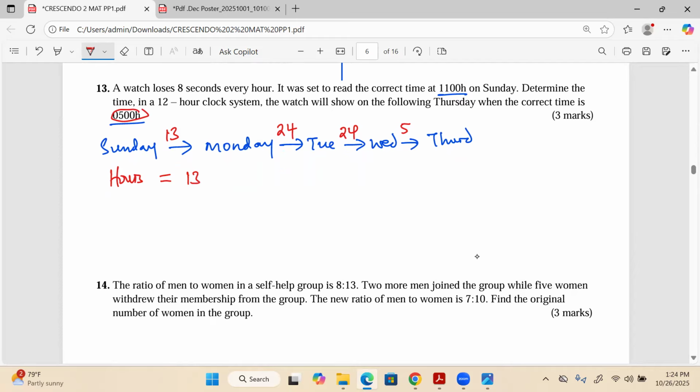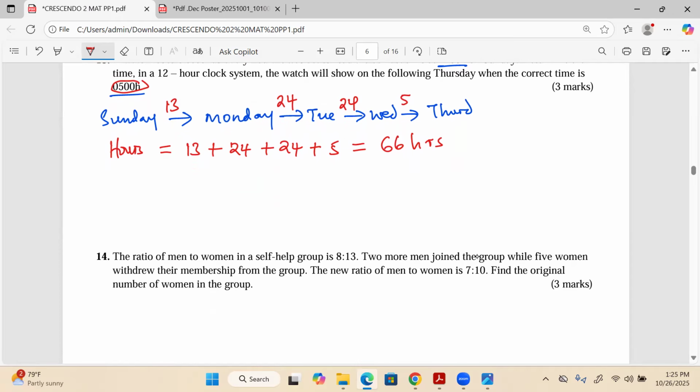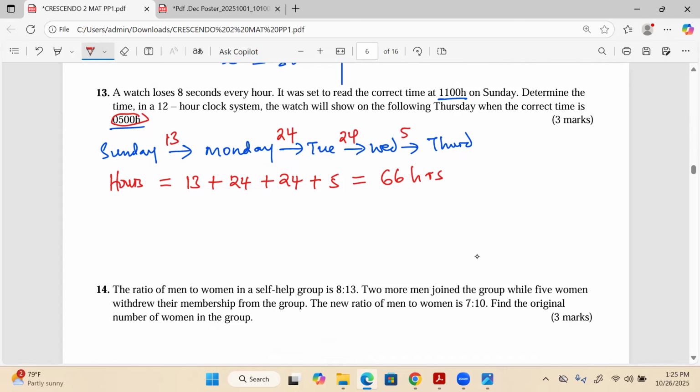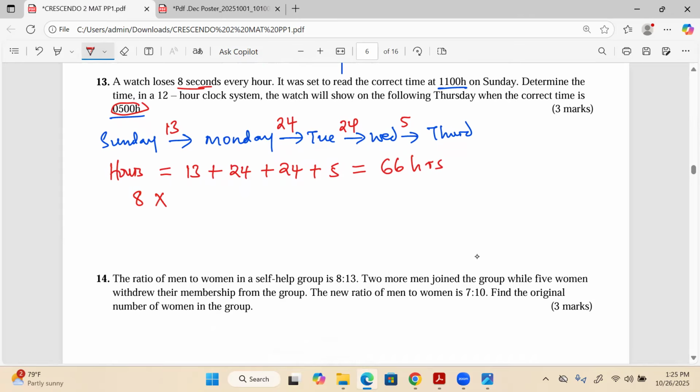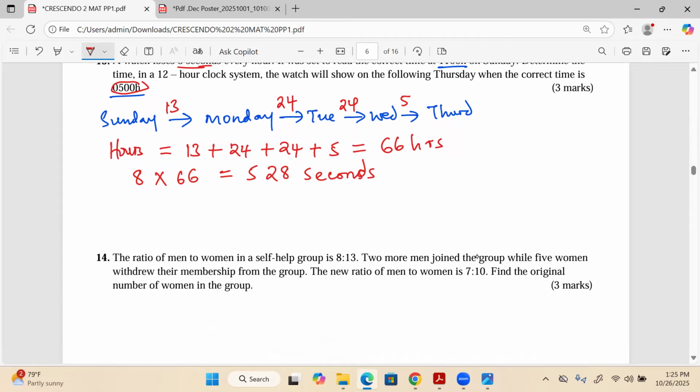So how many hours are here? The hours are 13 plus 24 plus 24 plus 5. This gives us 66 hours. Then with the 66 hours, we say for every hour, the watch loses 8 seconds. So how many seconds have been lost? 8 times 66 hours. The seconds lost are 528 seconds.